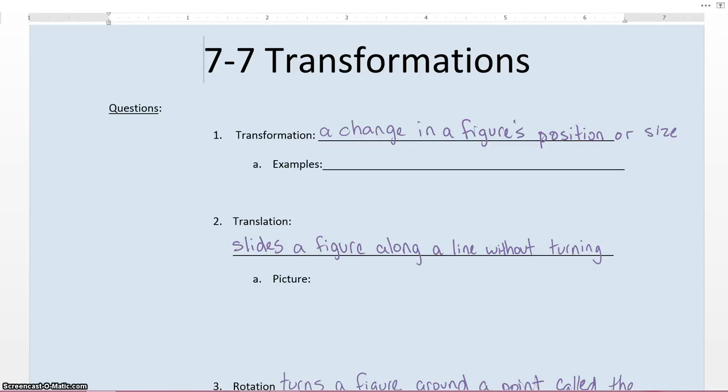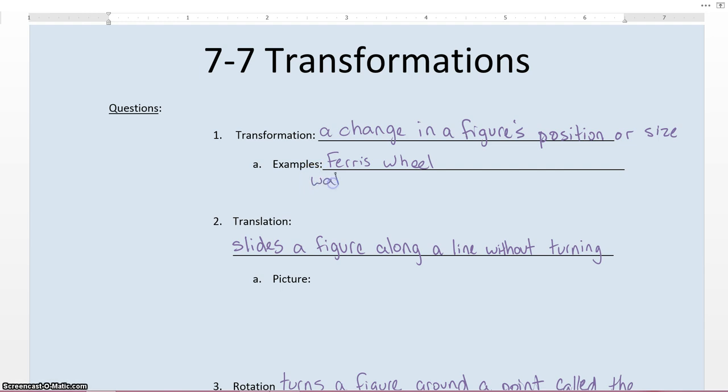Okay, 7-7 transformations. You might have to pause this every now and then to get these definitions down, so pause it as you need to. So a transformation is a change in a figure's position or size. Some examples you might think of are a Ferris wheel. It rotates, but it never changes sides, but it rotates around.